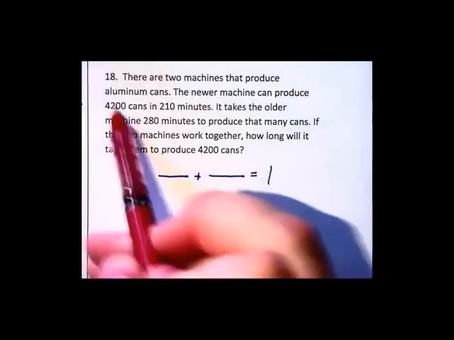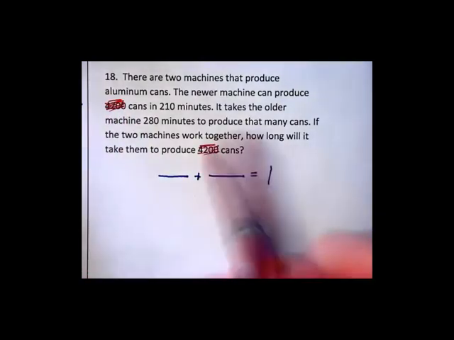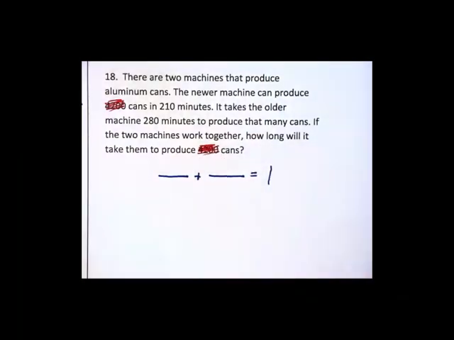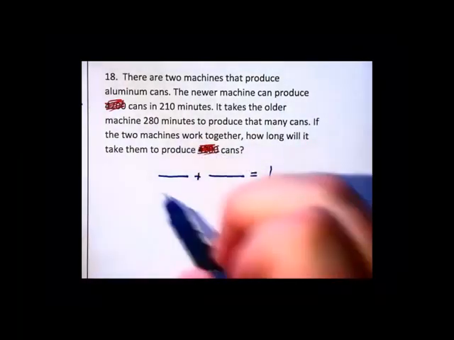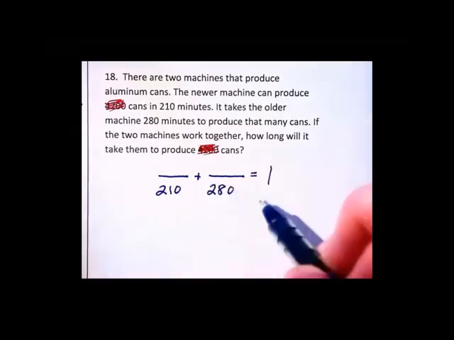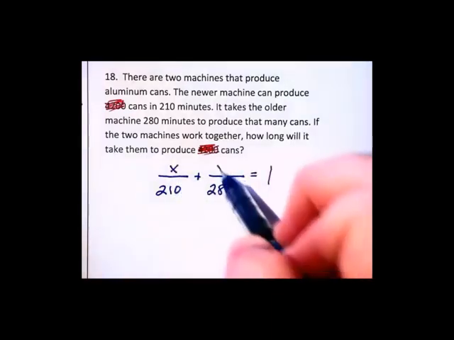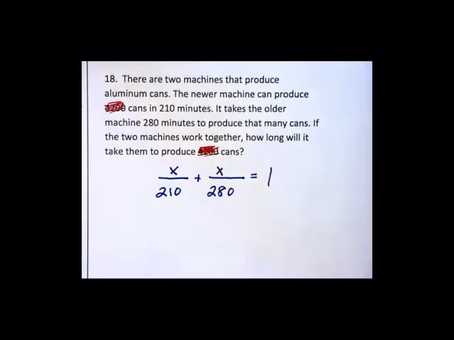Now, the number 4,200 is there just to confuse you. That just means a complete job. We don't need that. The alone times are 210 and 280. How long will it take if they work together? That's the x we're looking for.